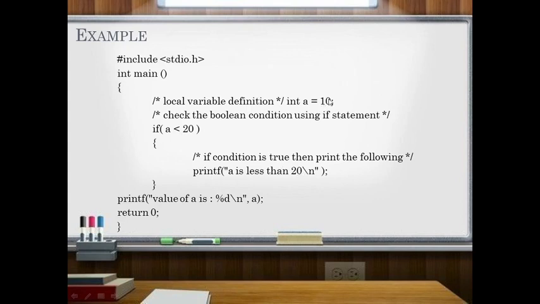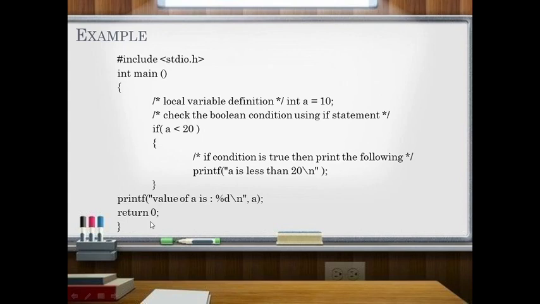Suppose I take a = 40, then what happens? 40 is less than 20: the condition fails. Then it does not print this one. It goes here and prints "The value of a is 40". So it prints like that, and then it returns from the program.